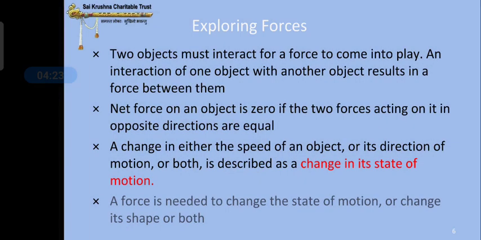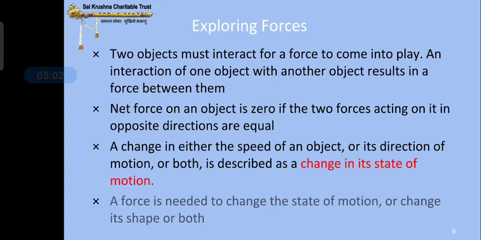Now, exploring forces. Two objects must interact for a force to come into play. An interaction of one object with another object results in the force between them. The net force on an object is 0 if the 2 forces acting on it in opposite directions are equal. A change in either the speed of an object or its direction of motion or both is described as a change in its state of motion, as I have already explained. A force is needed to change the state of motion or change its shape or both.